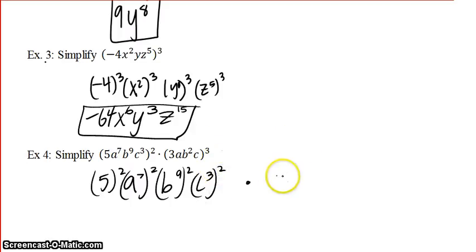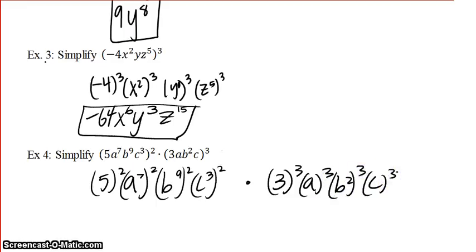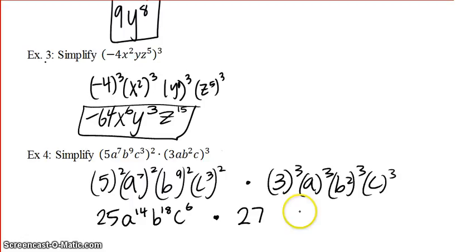Then I'm going to multiply, and I'm going to do this one as well. 3 cubed, a cubed, b squared cubed, and c cubed. So now I'm going to simplify the next thing. So 5 squared is 25. A to the 7th squared, 7 times 2 is 14, so we have a to the 14th. 9 times 2 is 18, so it would be b to the 18th, and c, 3 times 2 is 6, so we have multiply. 3 cubed, well, 3 times 3 is 9, times another 3 is 27, and then a cubed is right here, and then, because that's to the 1, okay, b squared, 2 times 3 is 6, and then we have c to the 3rd.